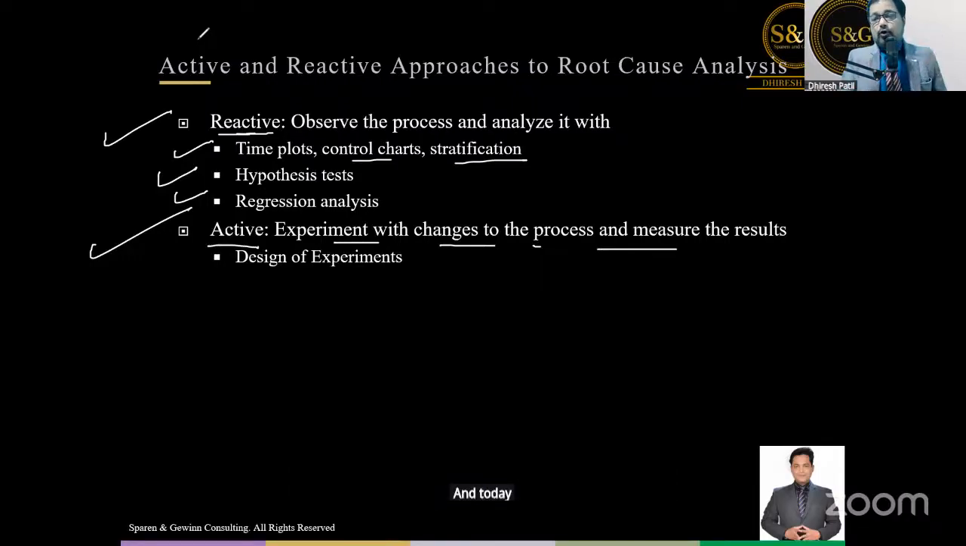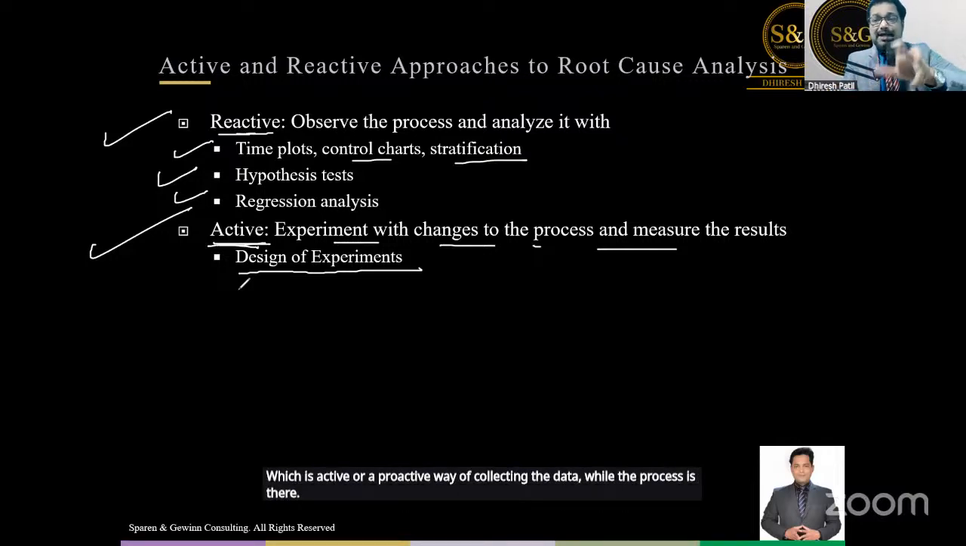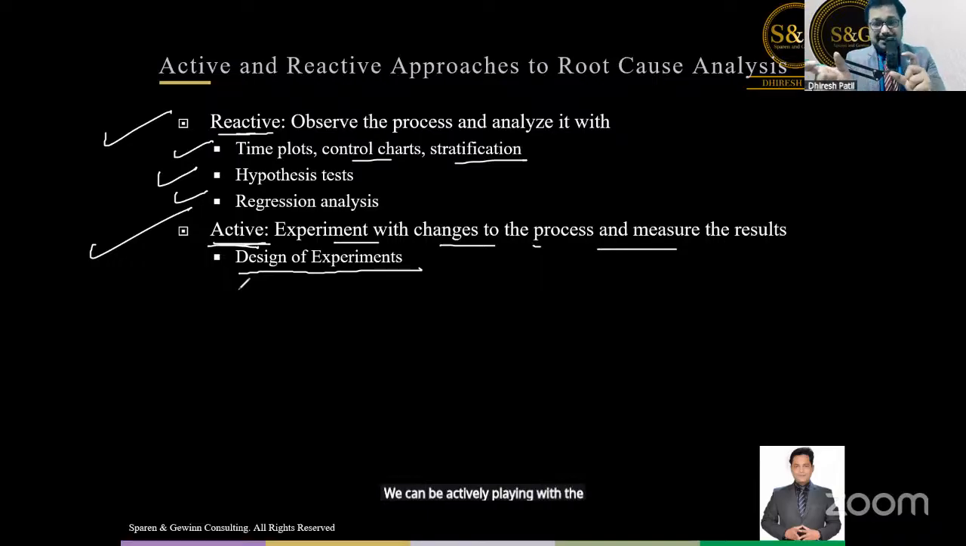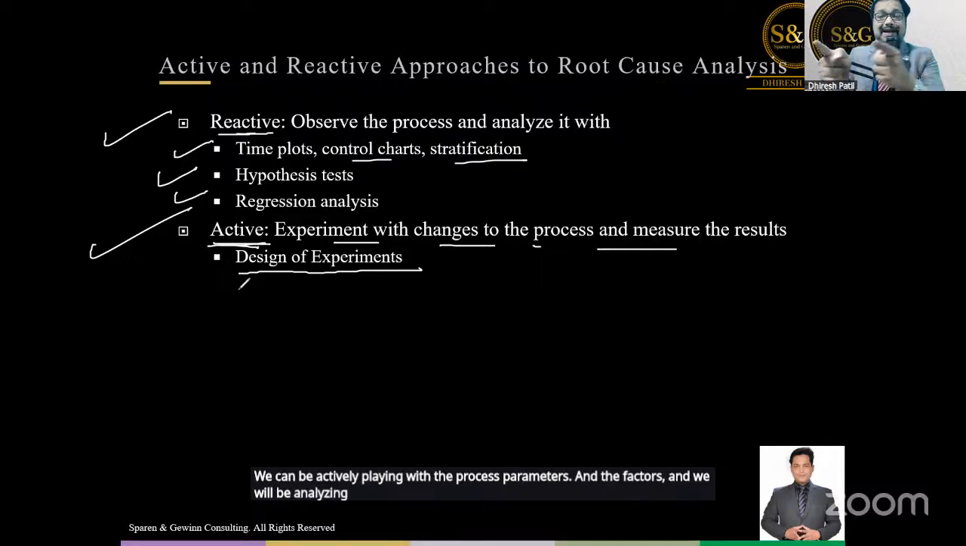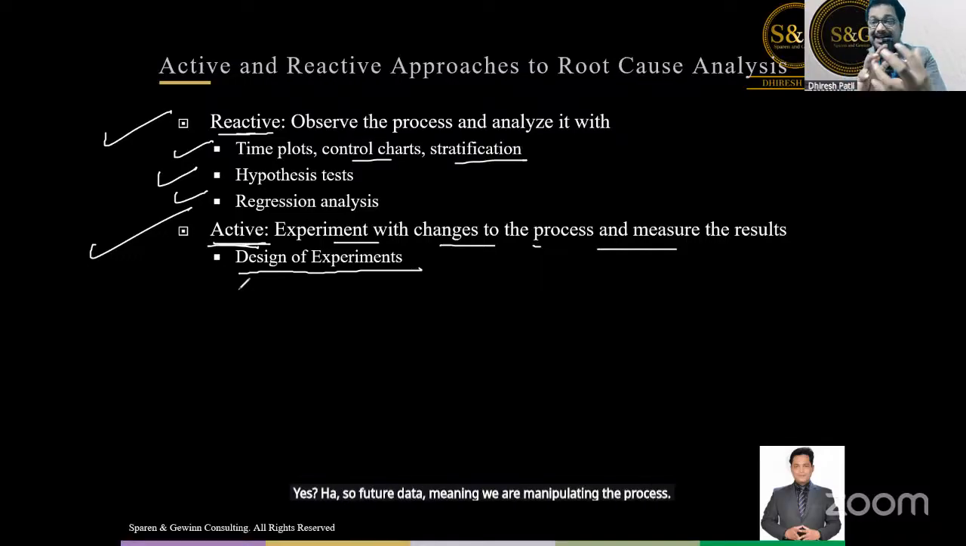And today what we are going to learn is called design of experiments, which is the active or proactive way of collecting the data. While the process is there, we can be actively playing with the process parameters and the factors, and we will be analyzing what is the impact of that on the output. Yes? So future data, meaning we are manipulating the process. We are experimenting with the process. That's what is called design of experiments.